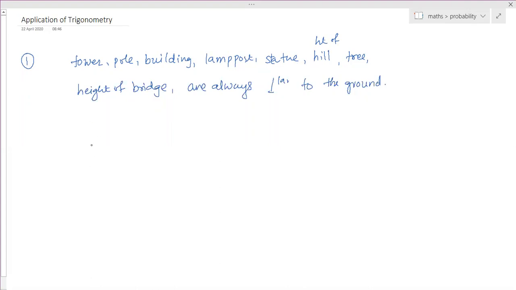So it doesn't have length or breadth; it only has a height. So we have to consider only its height. And that height, that thing, is always perpendicular. Therefore it will always form a right triangle. Second thing, line of sight. What is line of sight?